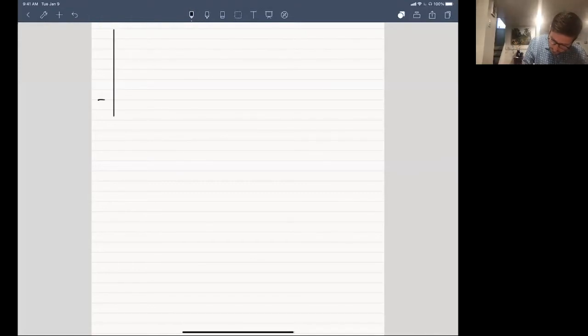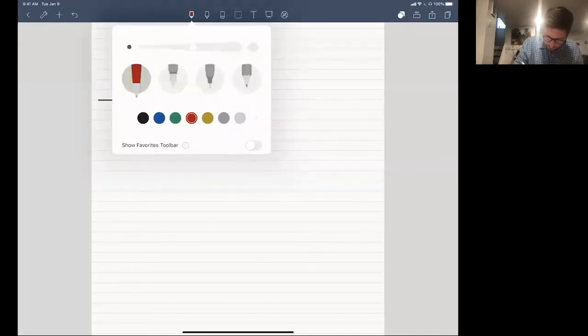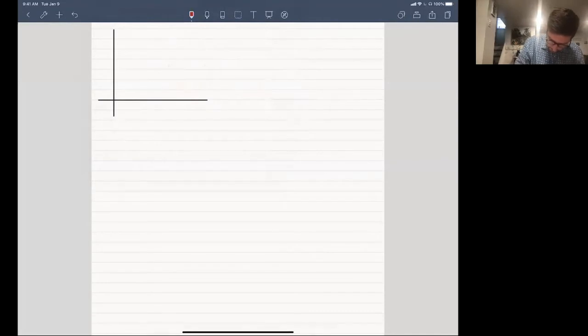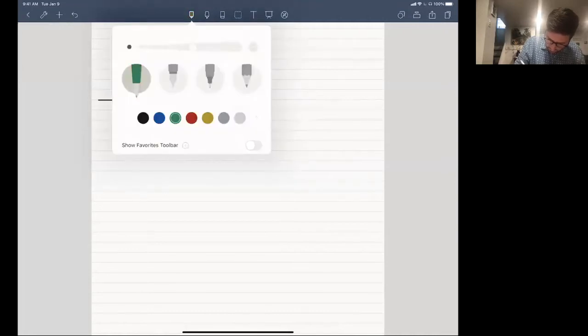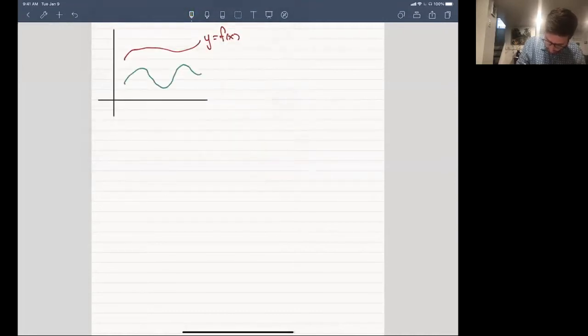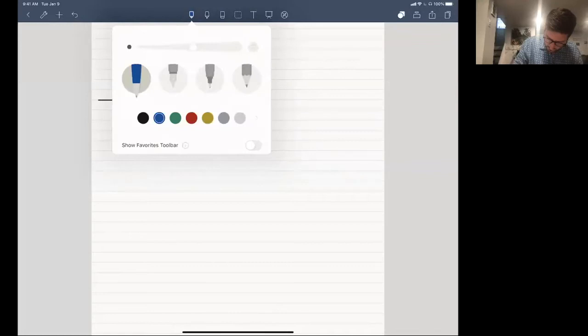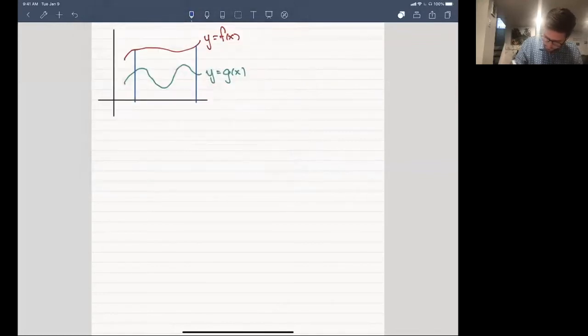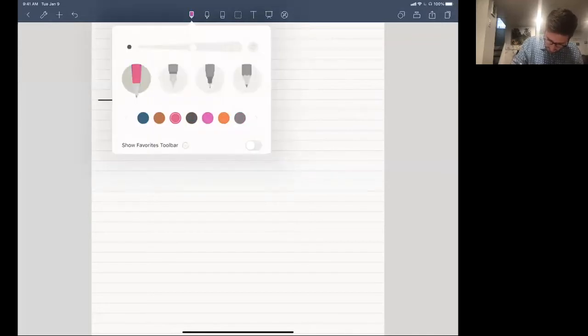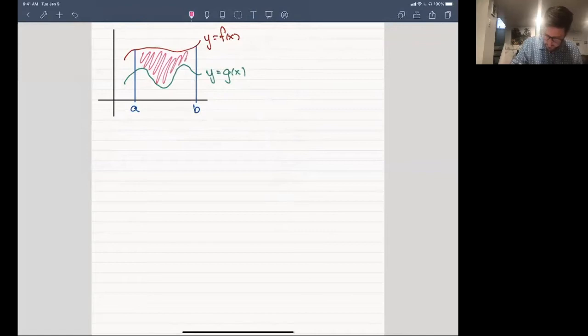Let's suppose that we're given two distinct curves, y equal to f of x and g of x, and we would like to know the area bounded between these two curves, between two values, a and b. So that will be this pink shaded region right in here.